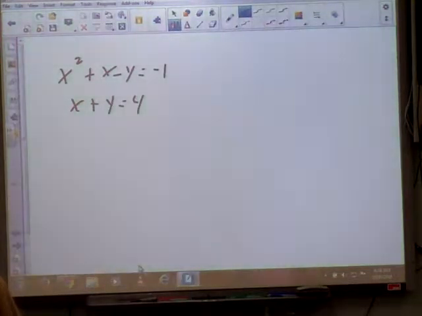So anytime we have a nonlinear system, like a linear equation and algebra, a system is always more than one equation. That's how we know the difference between one equation and a system.